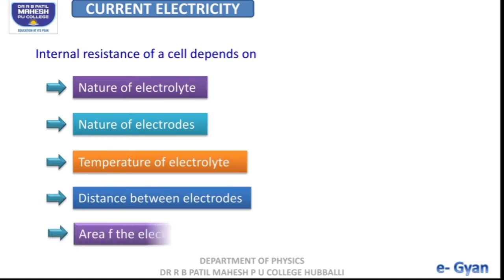And last one, area of the electrodes. Internal resistance is inversely proportional to the area of the electrodes. Now, let us move to next slide.